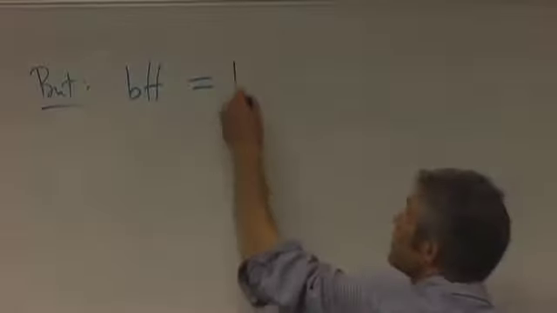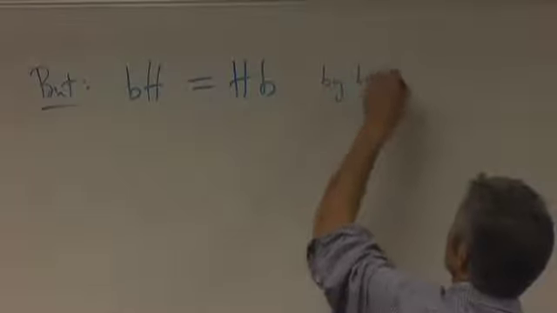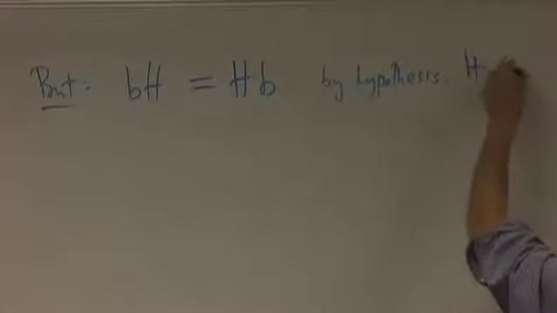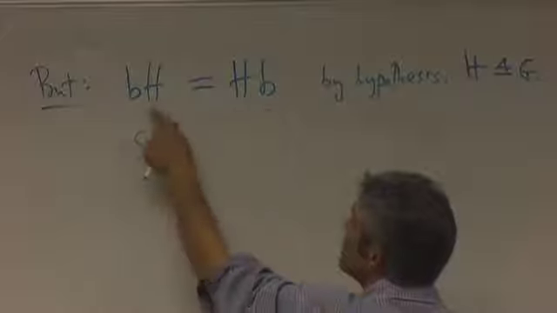So here's the point. The hypothesis says that every left coset is a right coset. In particular, this left coset is some right coset. But not only is it some right coset, I know what right coset it is. It's that right coset by hypothesis. That's the hypothesis that H is normal in G. So what? In particular, anything in this set is in that set.